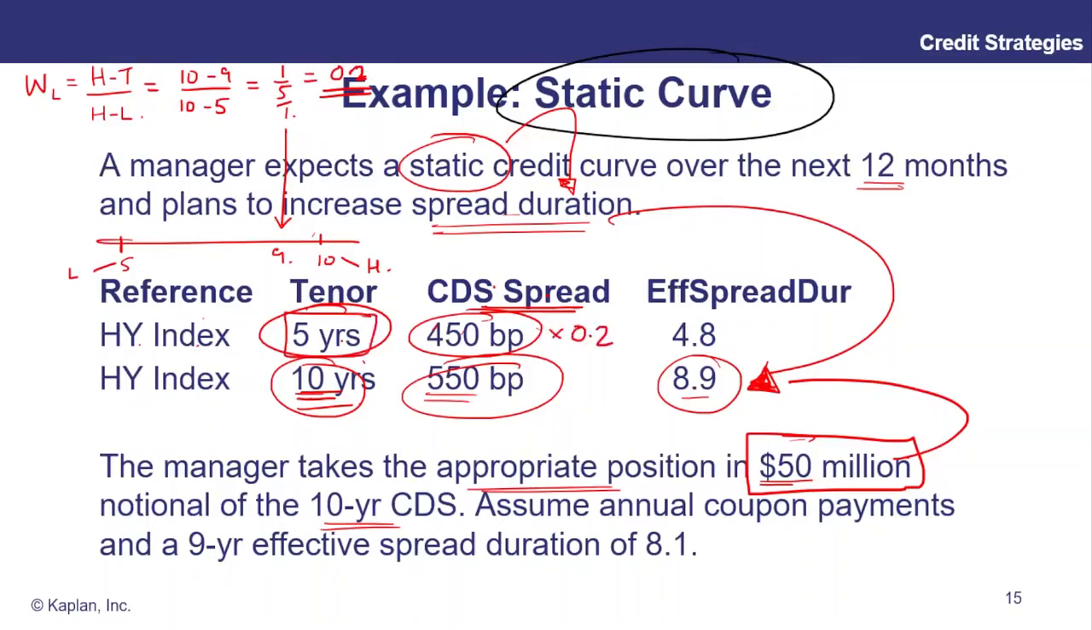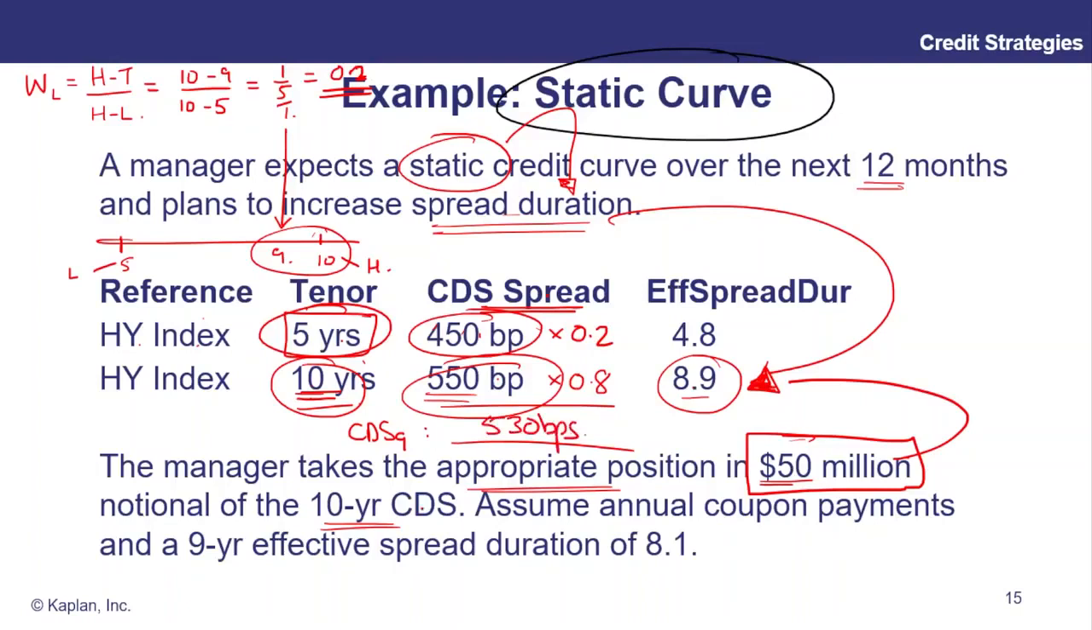Not a lot of weight because we're closer to 10 than we are to 5, aren't we? We're going to put most of the portfolio, 80%, into the 10-year CDS, and that gives us our interpolated CDS spread for the 9-year tenor of 450 times 0.2 plus 550 times 0.8. That's how we get to 530 bips.